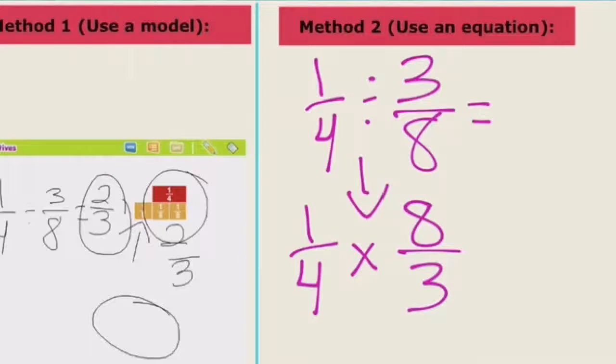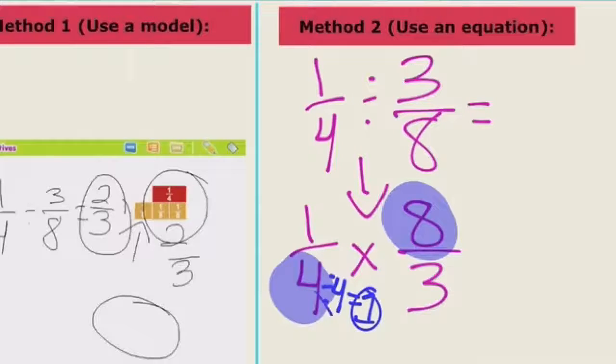Before we multiply, look for numbers on the top and bottom with common factors. Do you see any? I see one, 8 and 4. Both of those numbers are divisible by 4. 4 divided by 4 is 1, and 8 divided by 4 is 2. So I'm going to cross off my old numbers, and I've got my new numbers here, 2 and 1.